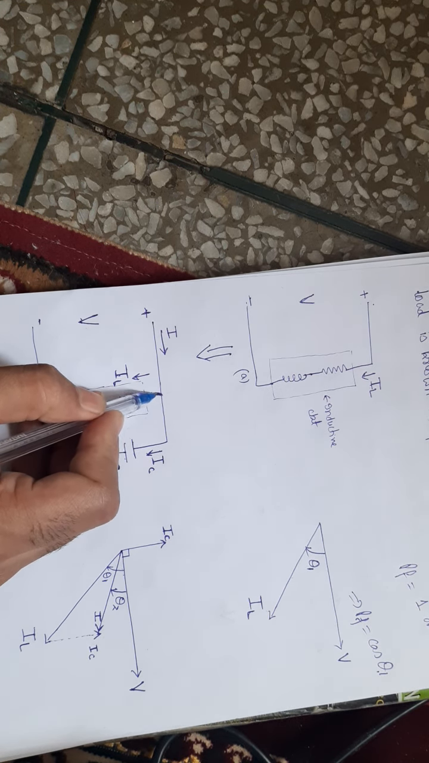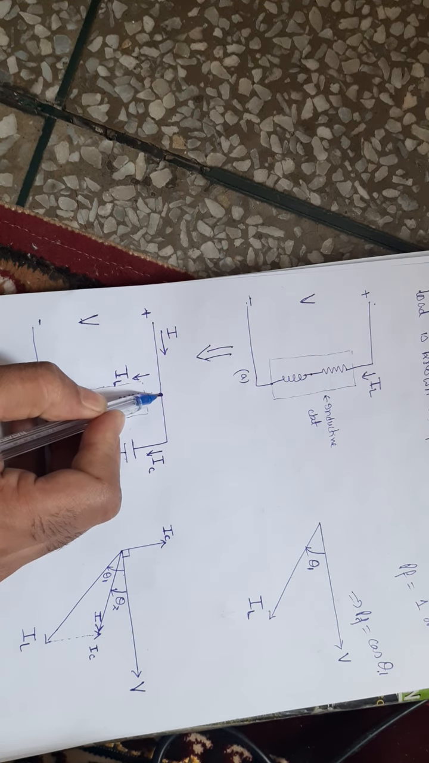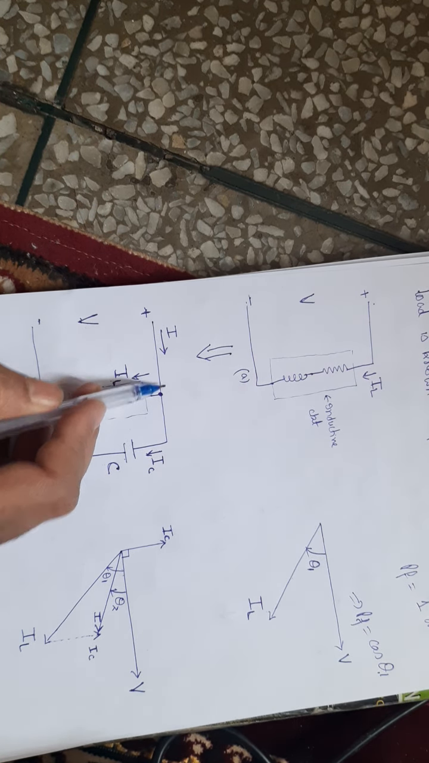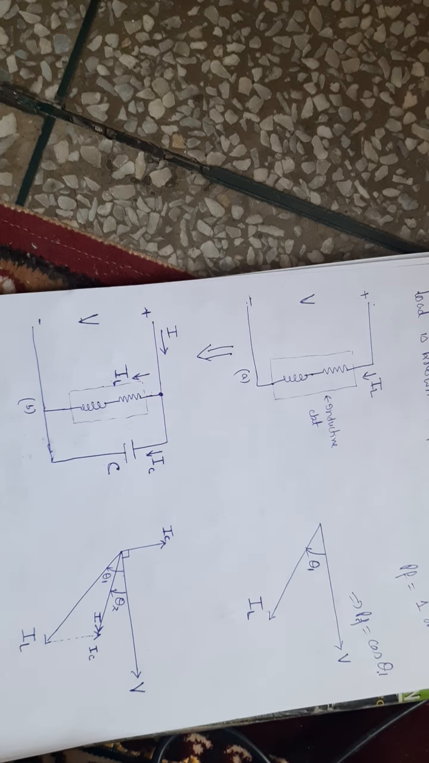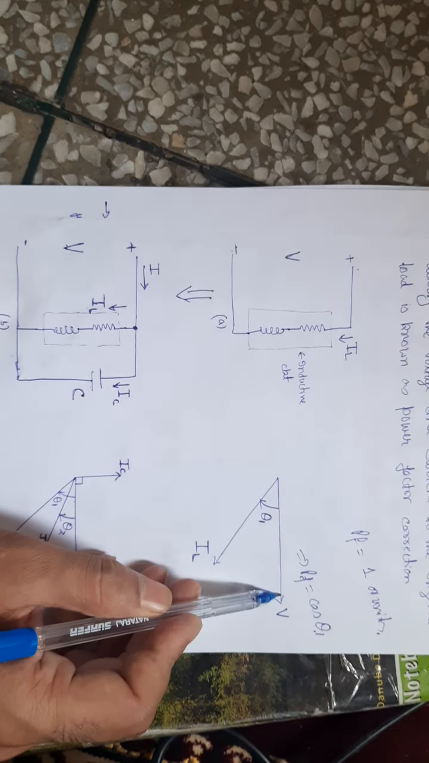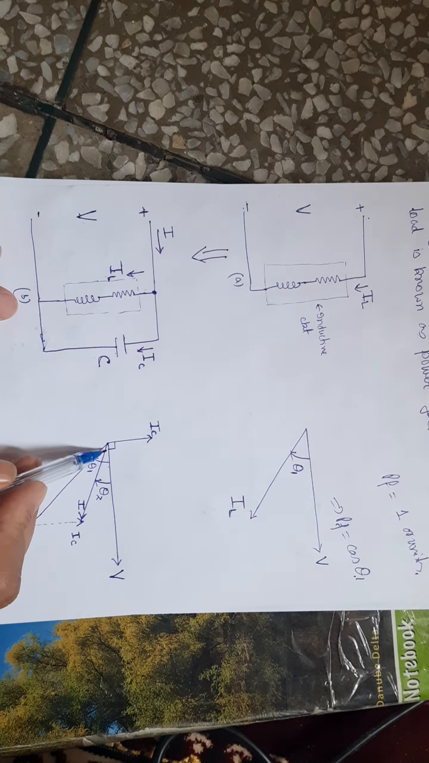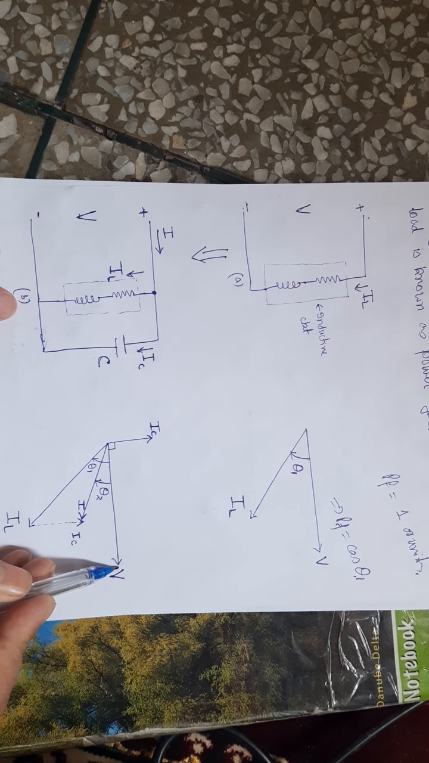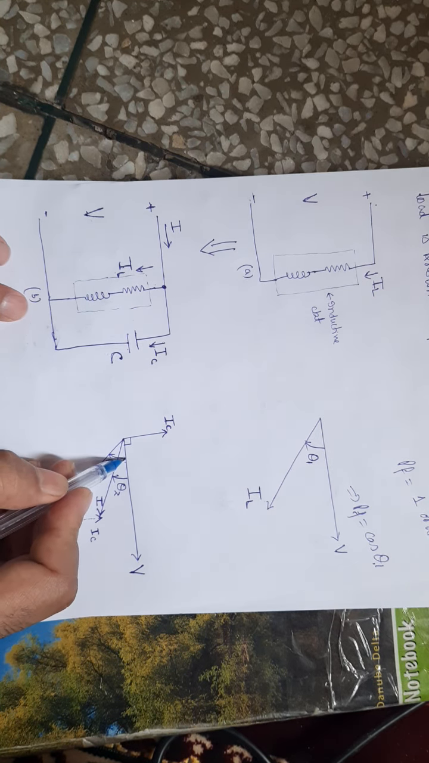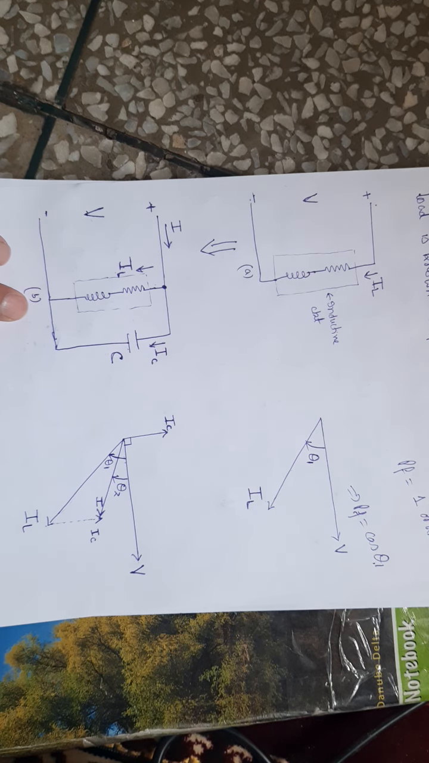If you apply KCL at this point, you will get I equal to IL plus IC. This current I is equal to IL plus IC. Okay, so same circuit, first I will draw V. What is V? This is V and this is IL. So this is my V, and this is my IL. What is the angle between V and IL here? Theta 1. Same angle I am showing here as theta 1.